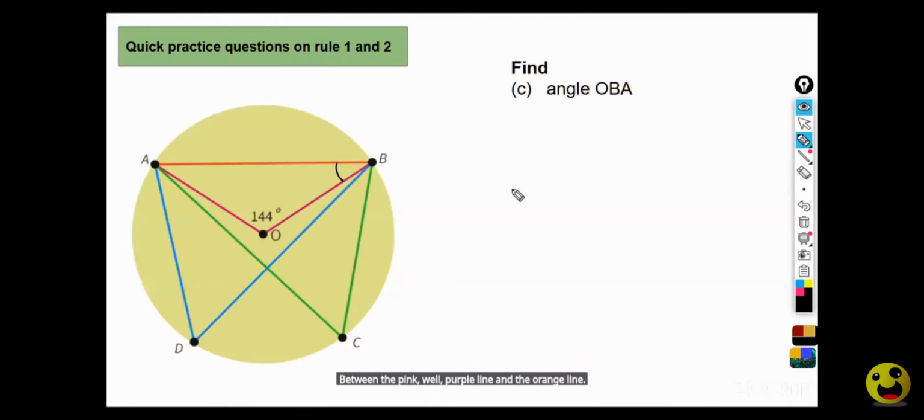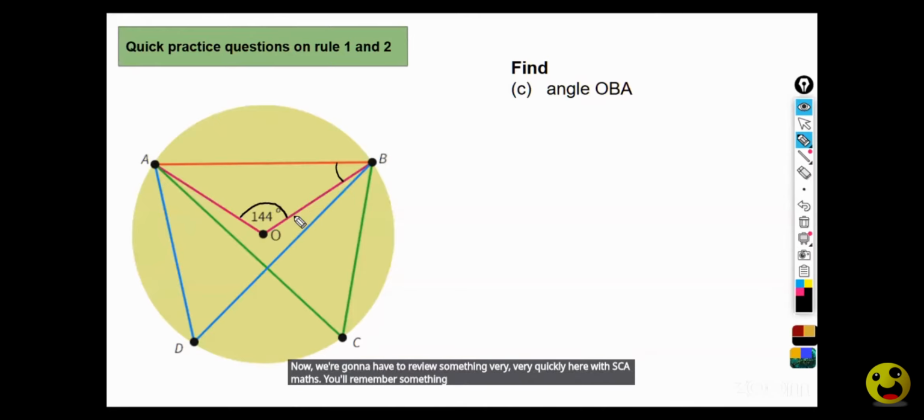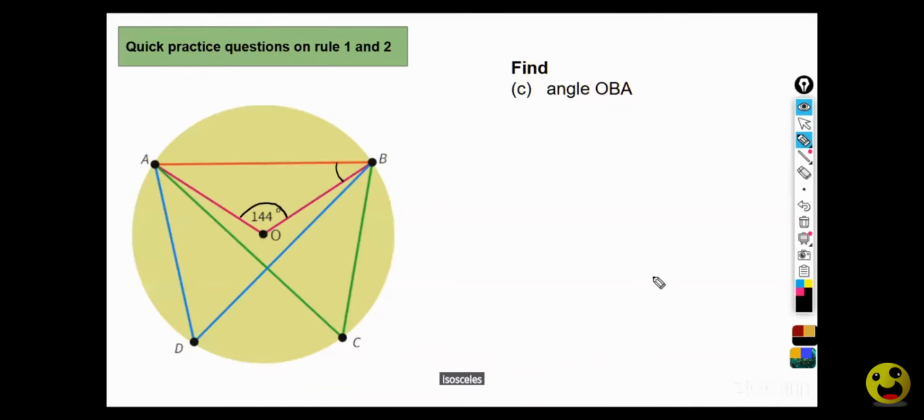Now, we're going to have to review something very quickly here with CSEC maths. You'll remember something called an isosceles triangle? Remember an isosceles triangle? 2 sides have the same length and 2 angles are the same.